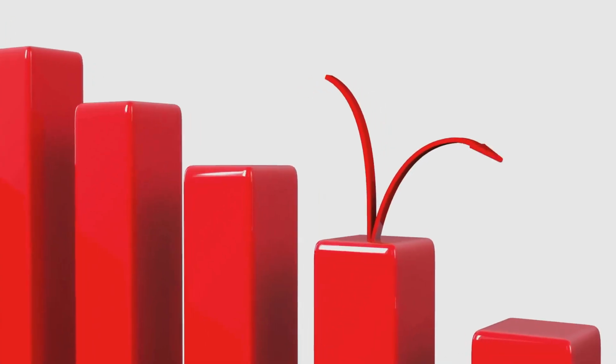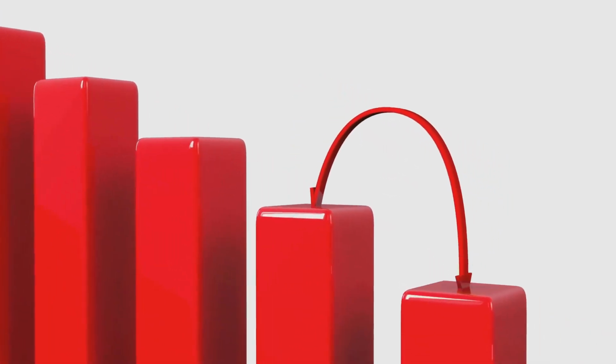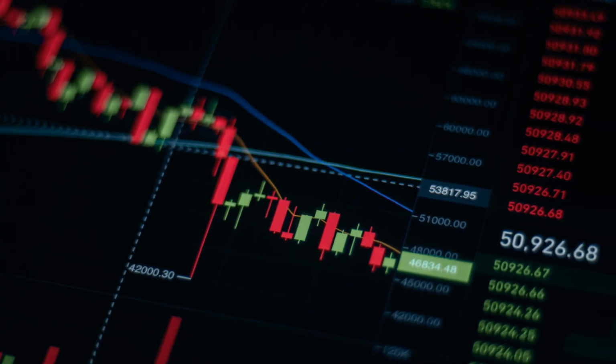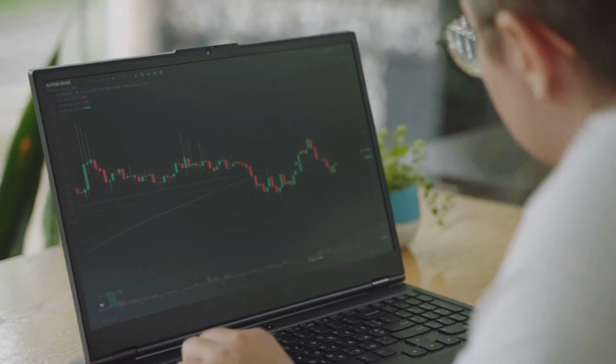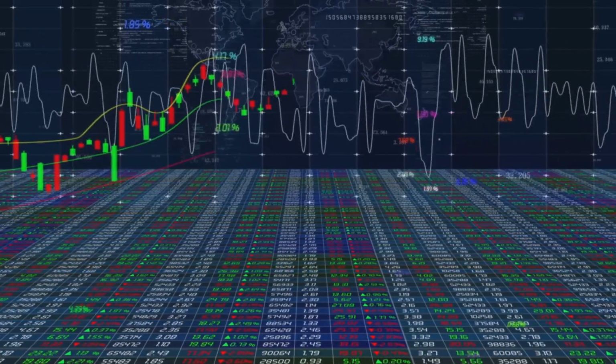A long green candle means buyers dominated. A long red one means sellers were in control. Long wicks show price battles. Maybe buyers pushed up but sellers pushed back. By reading the bodies and wicks, you get a sense of the market's mood.